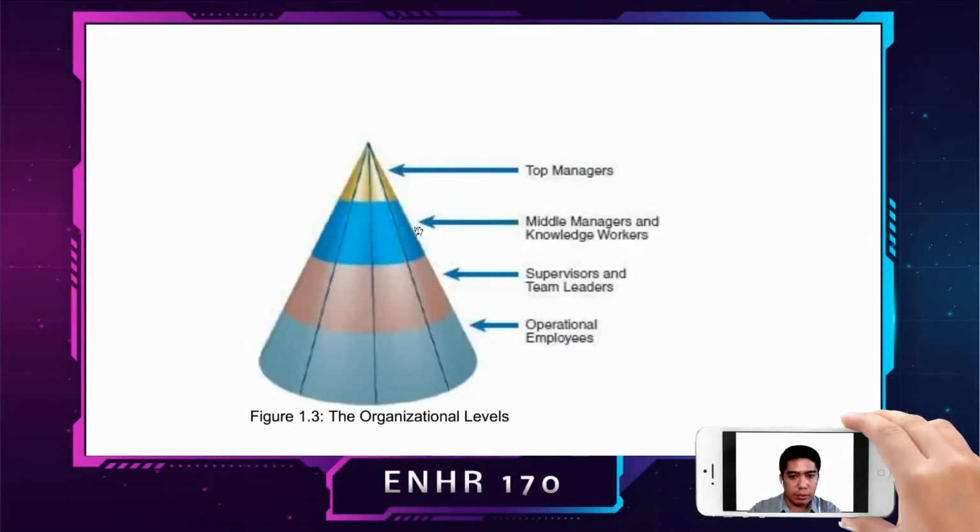So as you can see, ito na yung organizational levels natin. So we have here the operational supervisor. So dito talaga nanggagaling yung data. Okay, sa dalawang to. And then these two, the top managers, the middle managers and knowledge workers will now consolidate the data, summarize the data for them to use it for strategic planning.